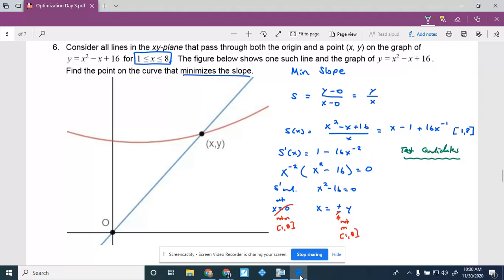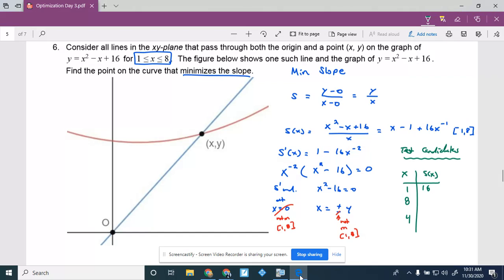And you test them in the slope function. So it's going to be x and then S of x. We have to test our endpoints, 1 and 8, and then we have to test our critical point. So let's get after it. If I test 1 in S of x, 1 minus 1 is 0, and 1 to any power is 1, so 0 plus 16 is 16. So you get a slope of 16 there.